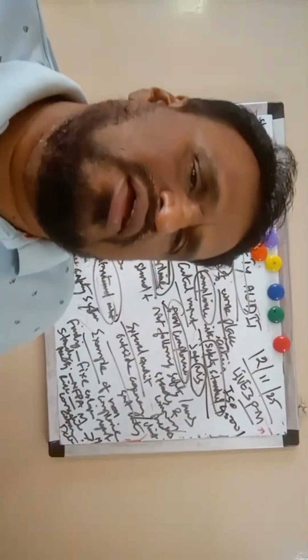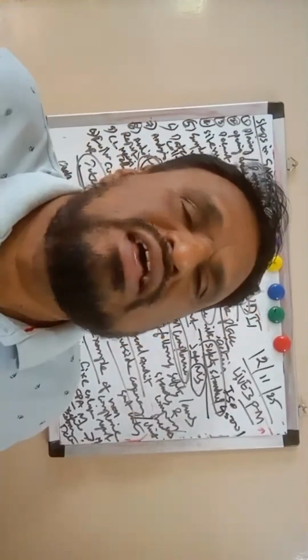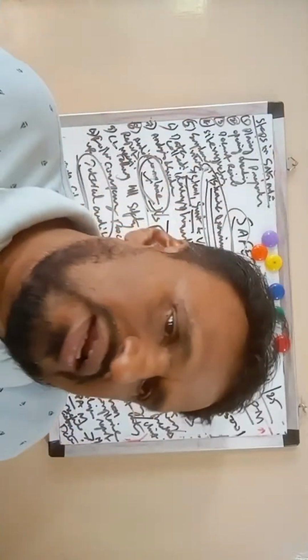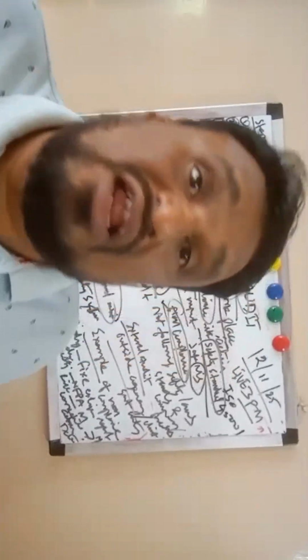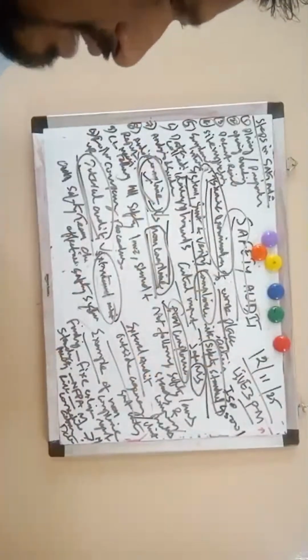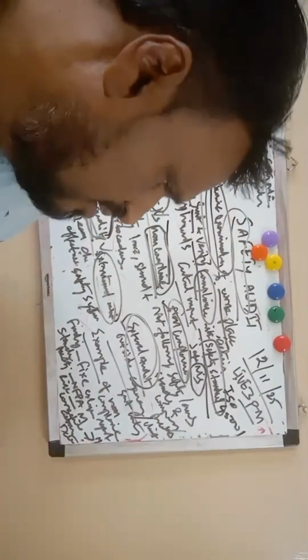Then what is the external audit? People from outside of the company come and audit your organization. That is external audit. In that external audit, external bodies, certification bodies, government agencies, or clients will also come and audit your safety system. So when these people come and audit, it's called an external audit. If the auditing happens within your company itself, it's an internal audit.